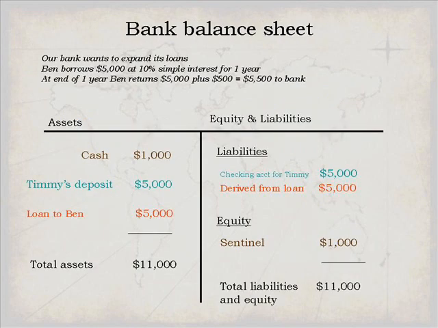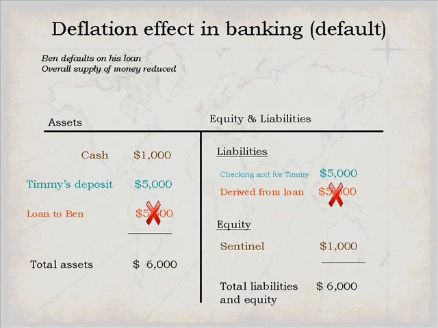This is an example of a bank balance sheet that was used in another of our video series, but we want to focus a little bit more on the asset and equity and liability side where it relates to a loan to our friend Ben. Let's say our friend Ben defaults on his loan. In other words, he cannot pay it back.